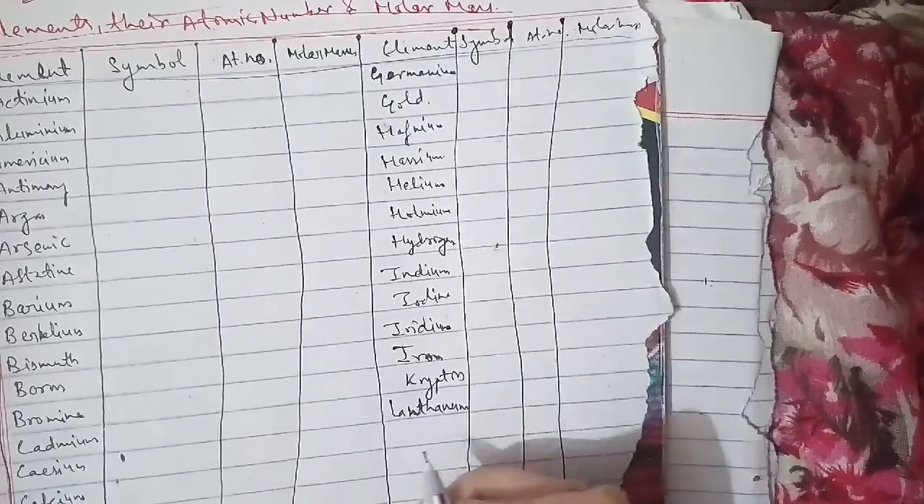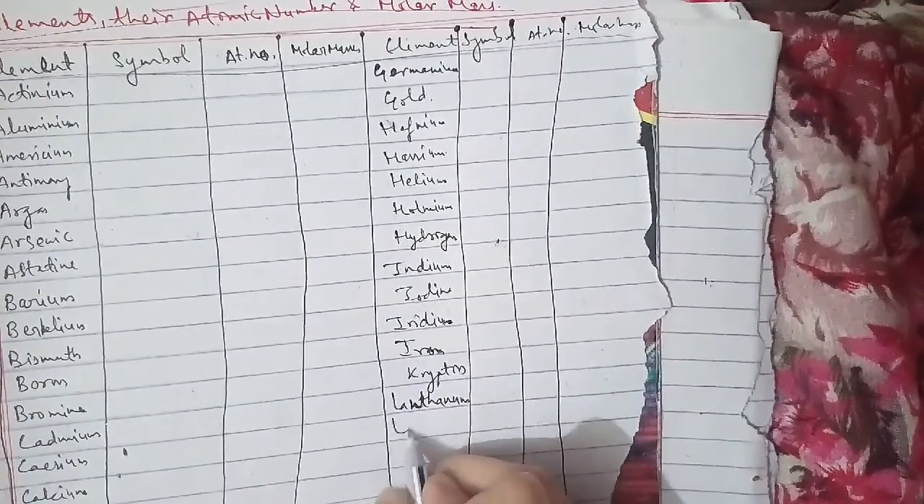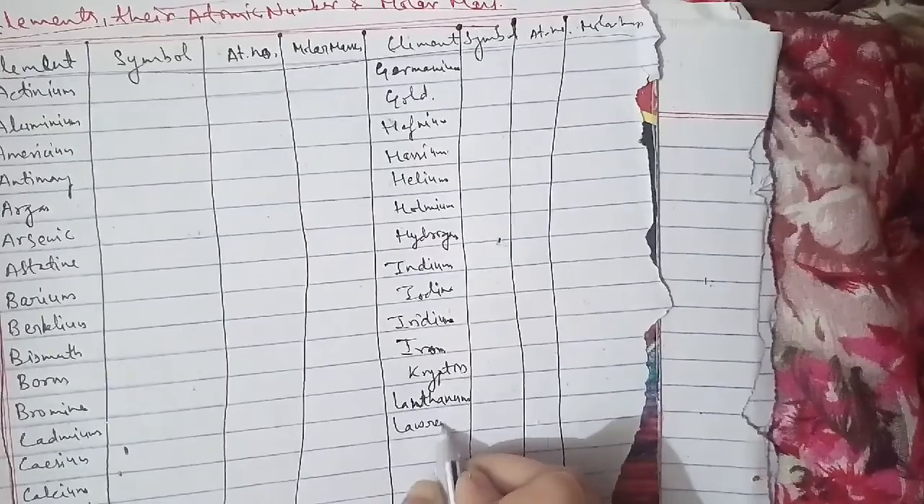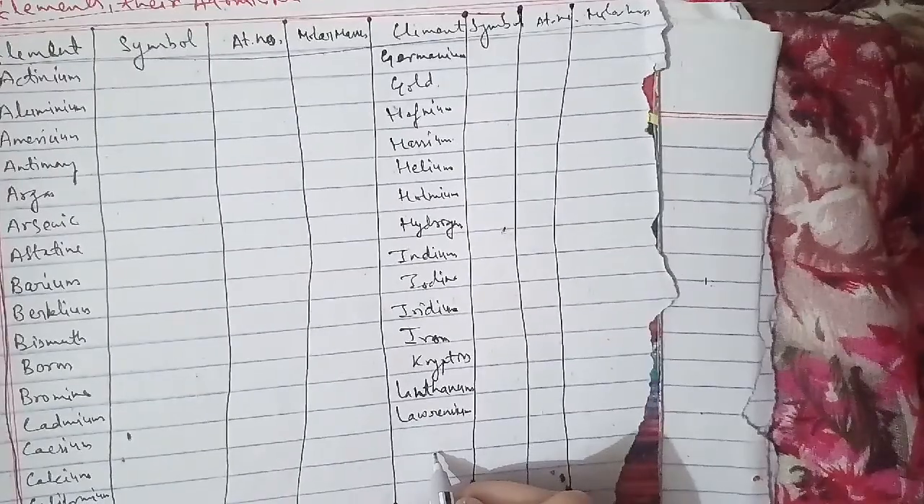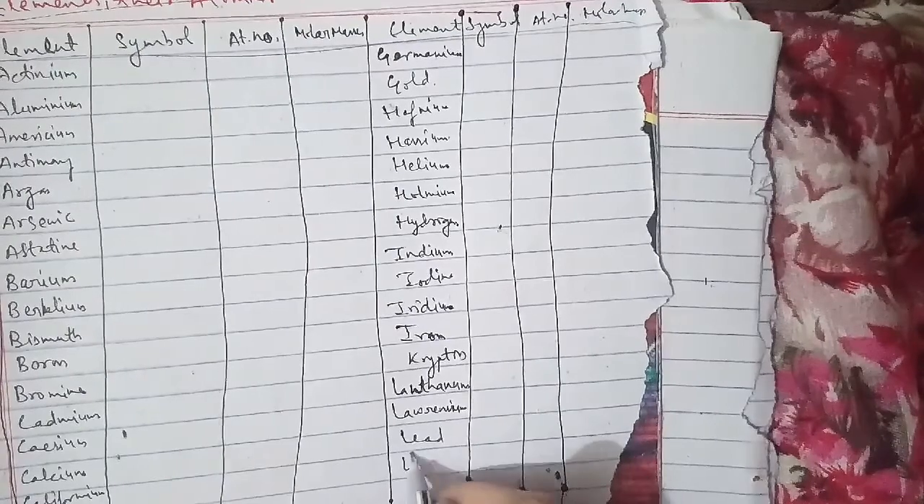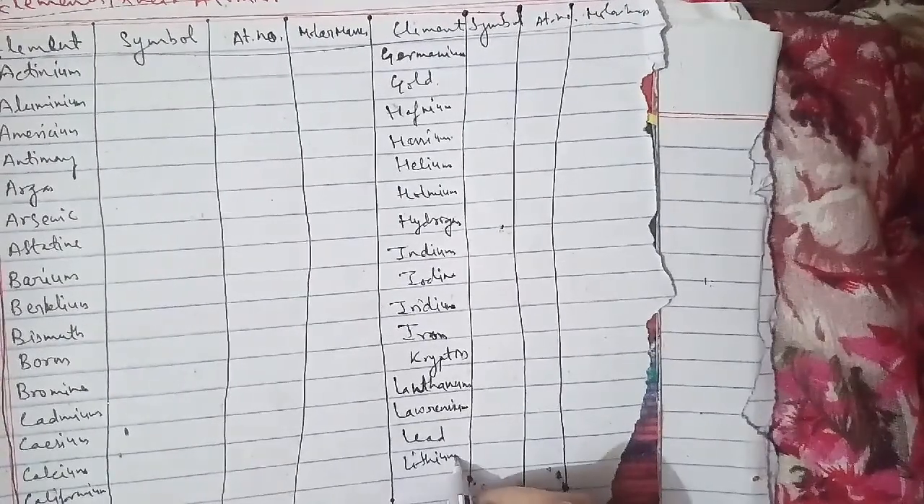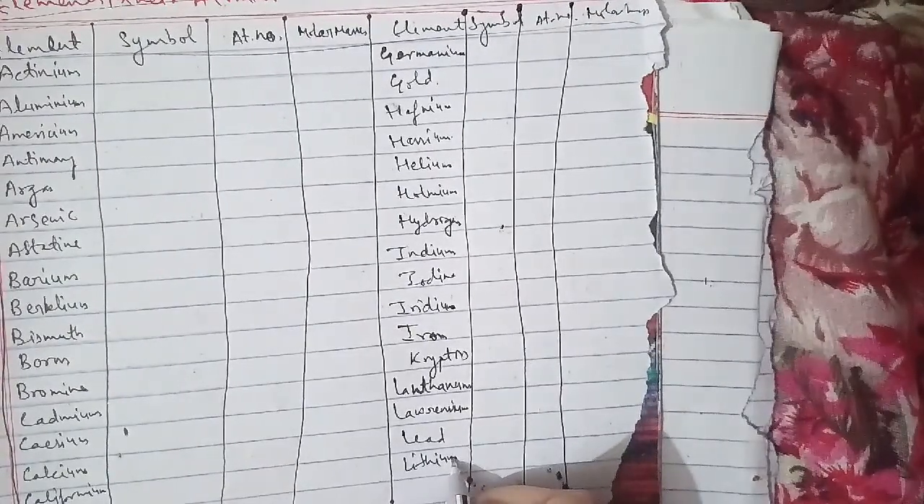Then we have magnesium, then after magnesium we have manganese, after manganese we have meitnerium, then we have mendelevium.